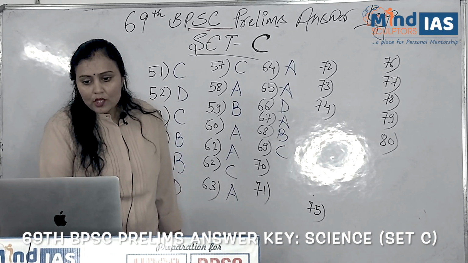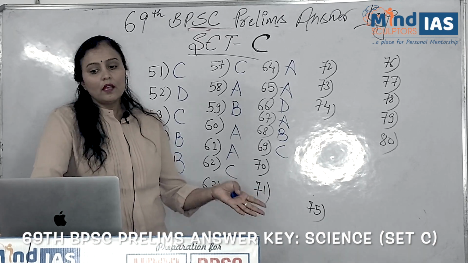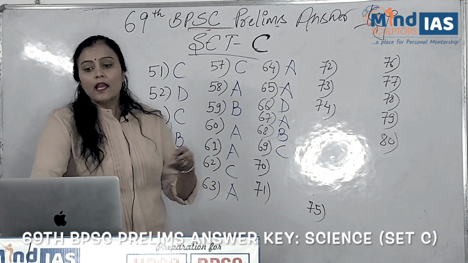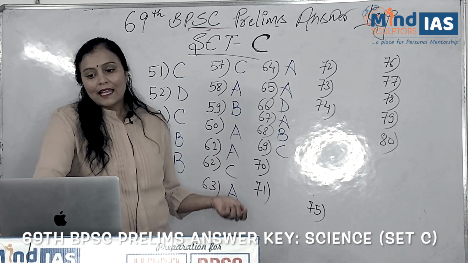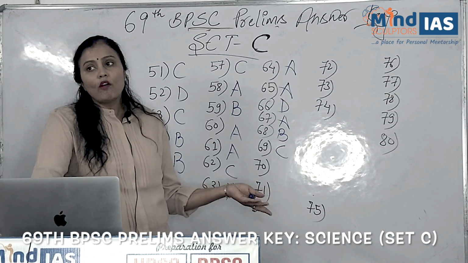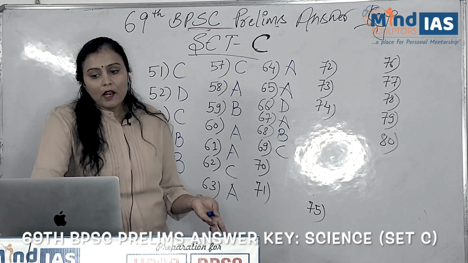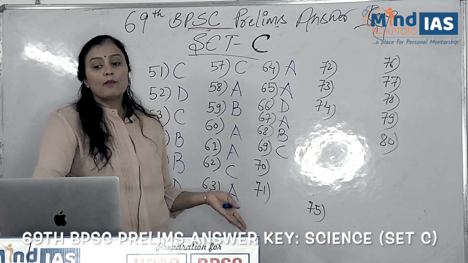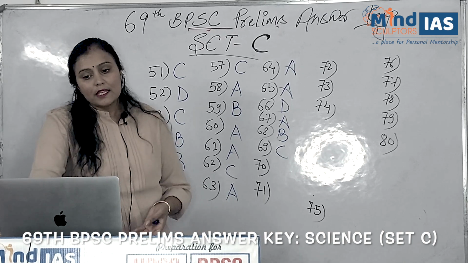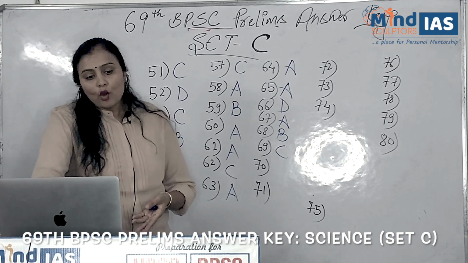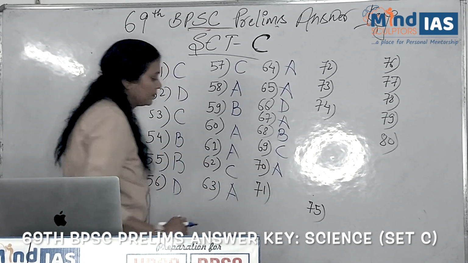Move to the next question. Match list first with list second. In list first they have given a type of cloth, and in list second they have given the origin of those clothes. The first is linen, which is made from the flax plant. Coir, very common, is made from the coconut plant. Mohair is made from the Angora goat. And down, the last one, is the feathers of duck and geese. So the right answer for this question is option A.